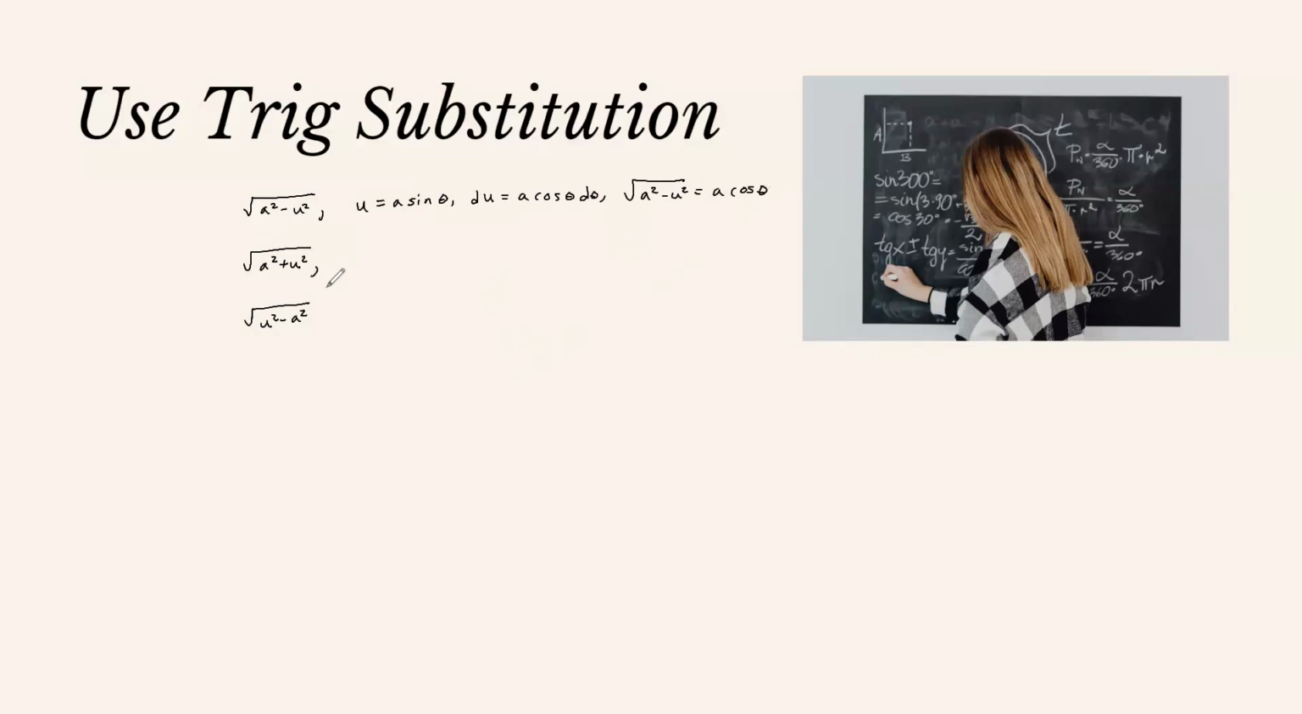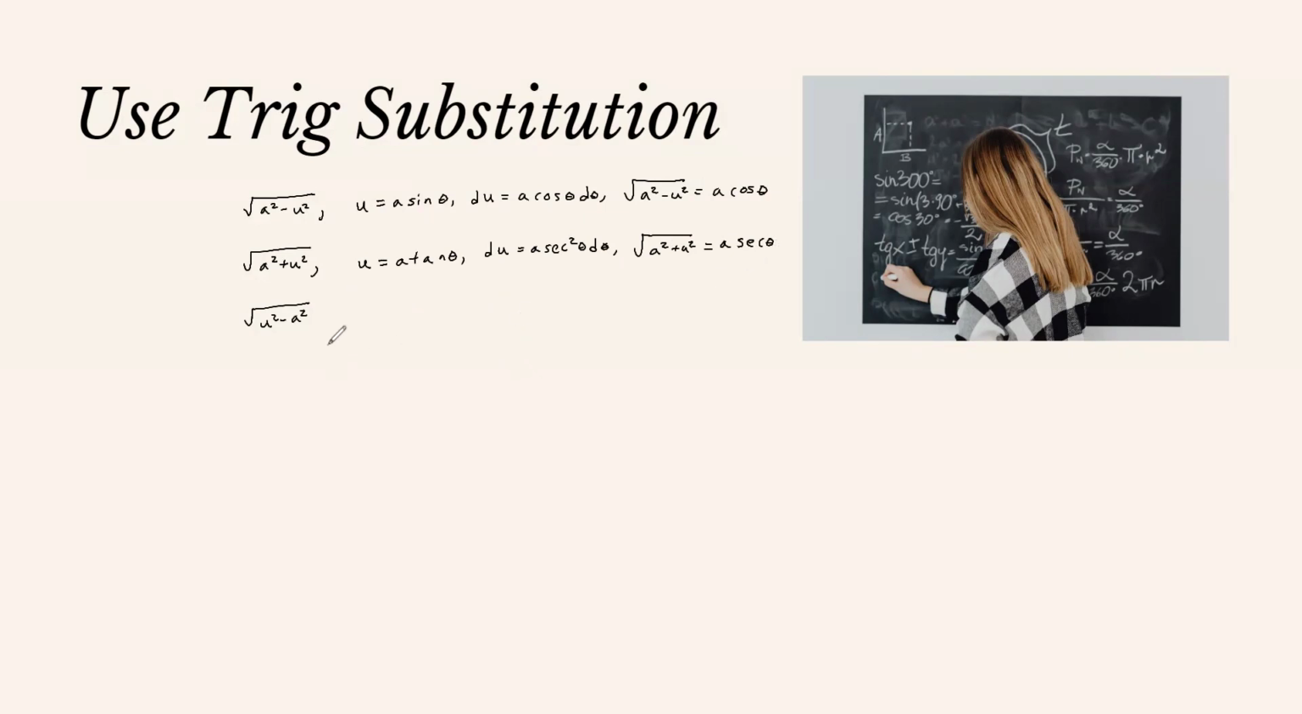In our next case, the square root of a squared plus u squared, you would want to make u equal a tangent theta. Your du would then be a secant squared theta d theta. And your square root of a squared plus u squared would simplify to a nice clean a secant theta.